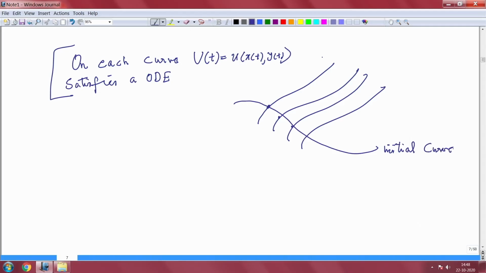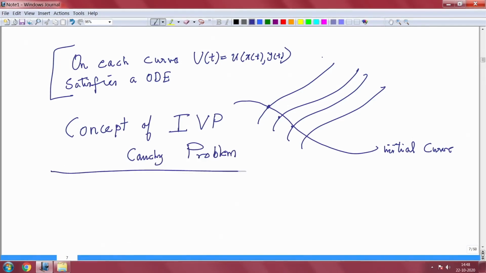and on each point of that initial curve, if the value of u is known to you, then you can determine u effectively. So, that leads to what we call the concept of an initial value problem, which is also called the Cauchy problem. Okay. So, let me describe the Cauchy problem, and then after that I will stop this lecture and we will continue in the next lecture.